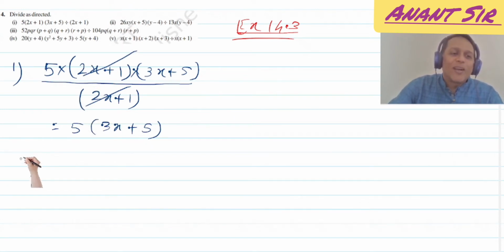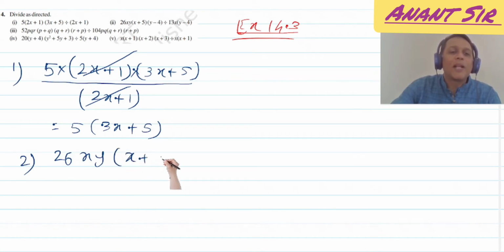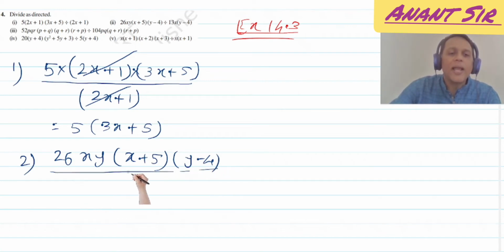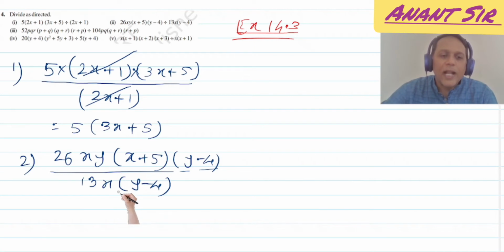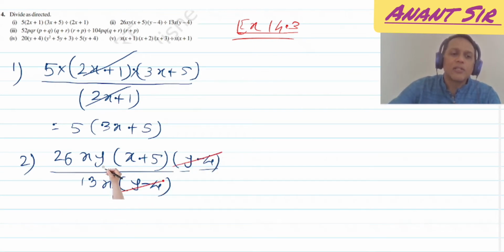So now, NCERT is very, what can you say, kind hearted. Okay, so 26 multiplied by x y multiplied by (x plus 5) multiplied by (y minus 4), divided by, for the second question we are writing here, 13x multiplied by (y minus 4). So again you can see that the y minus 4 bracket is getting cancelled. There is one x in the numerator and one in the denominator, so x also gets cancelled. So what remains? We will solve it in the next step.